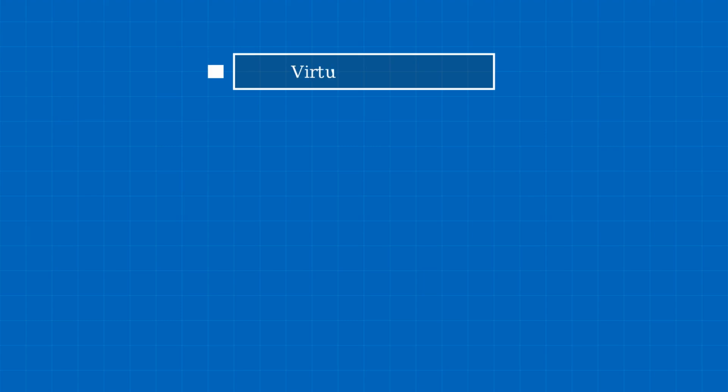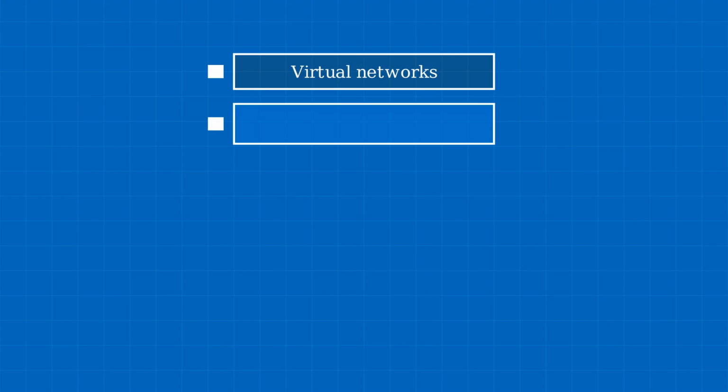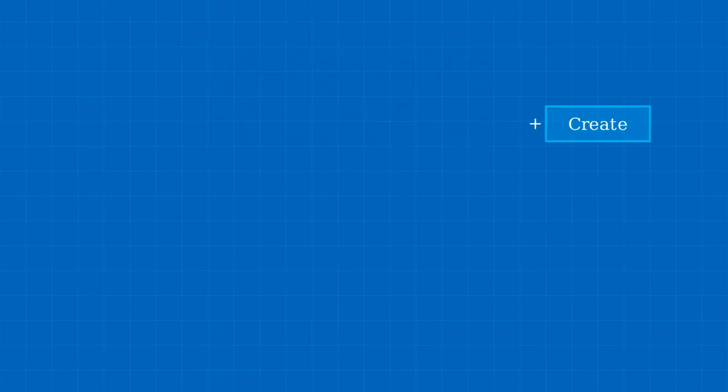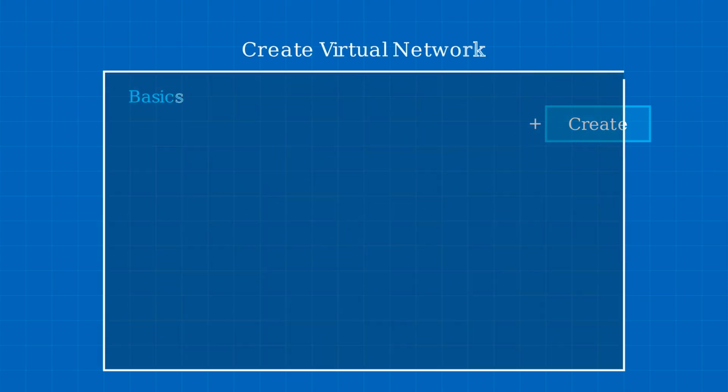To create a virtual network in Azure, first navigate to the Azure portal and search for virtual networks in the search bar. Select Virtual Networks from the search results. Once on the Virtual Networks page, click on the plus Create button to begin creating a new virtual network. This will open the Create Virtual Network form. The form is organized into multiple tabs, starting with the Basics tab.